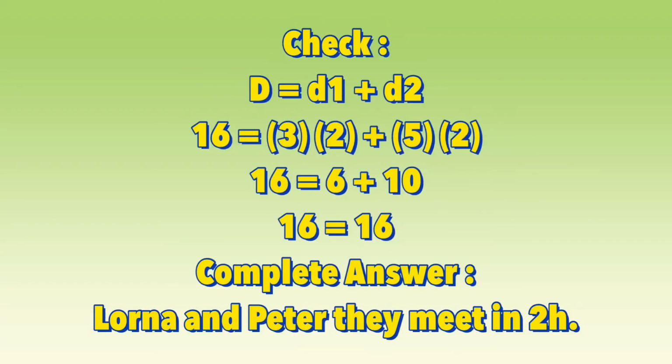So we are going to check: D equals D sub 1 plus D sub 2. 16 equals 3 times 2 plus 5 times 2. 3 times 2 equals 6. 5 times 2 is 10. So 16 equals 16, and so it becomes a true equation now. So therefore our answer is correct. Our complete answer: Lorna and Peter, they meet in 2 hours.